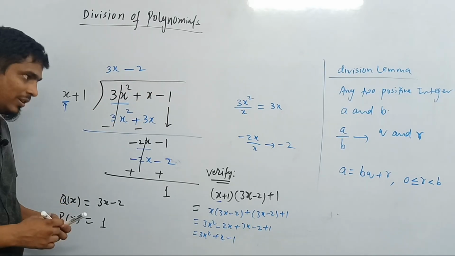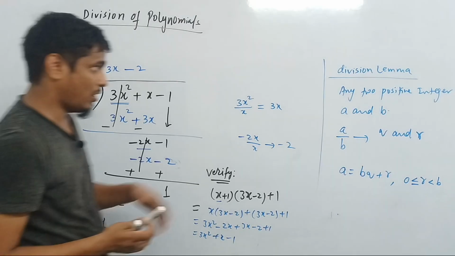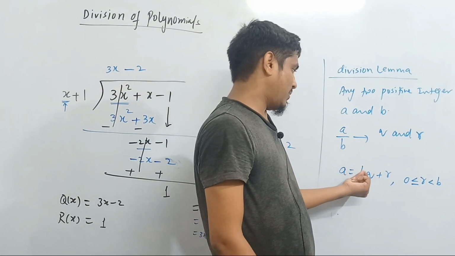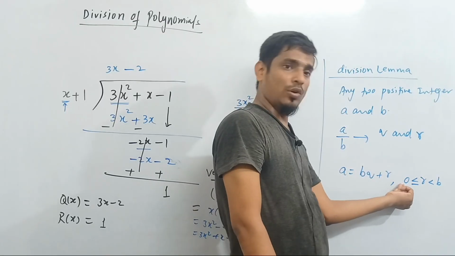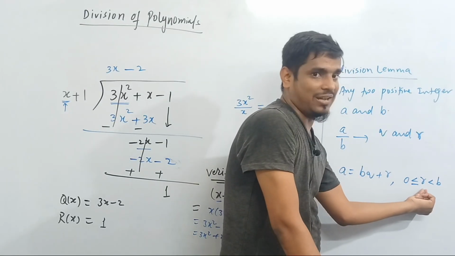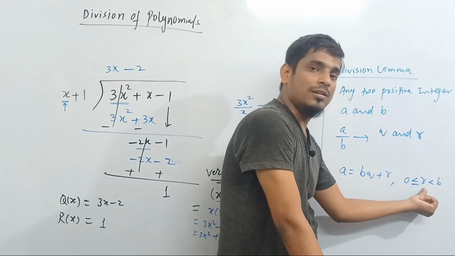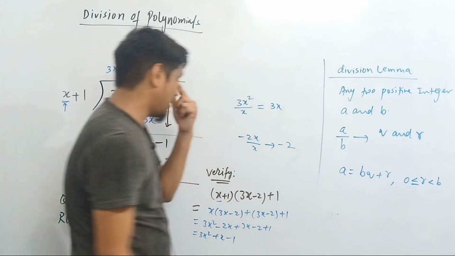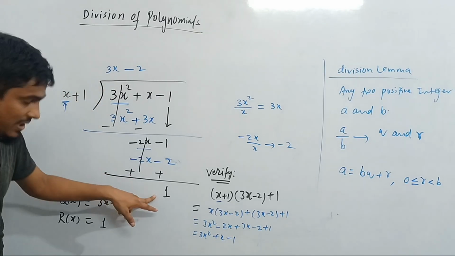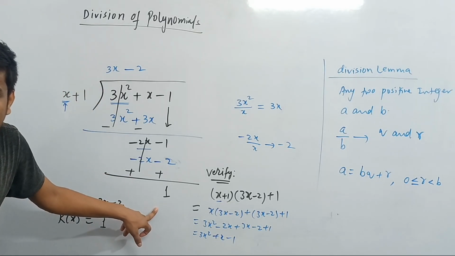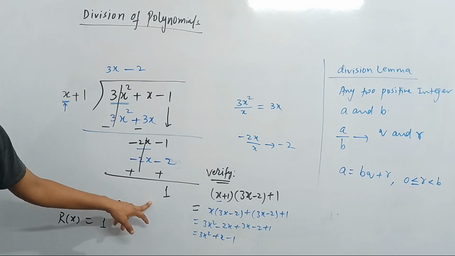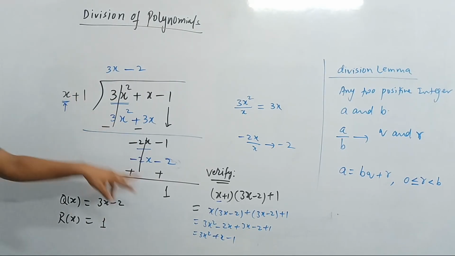And also one more thing we need to notice over here. As in the case of integers, whatever the value of the remainder, it must be either equal to 0 or bigger than 0, but must be less than the divisor. But here in the division of polynomials, the remainder might be a constant polynomial or a zero polynomial or a polynomial of any degree that must be less than the degree of the divisor.